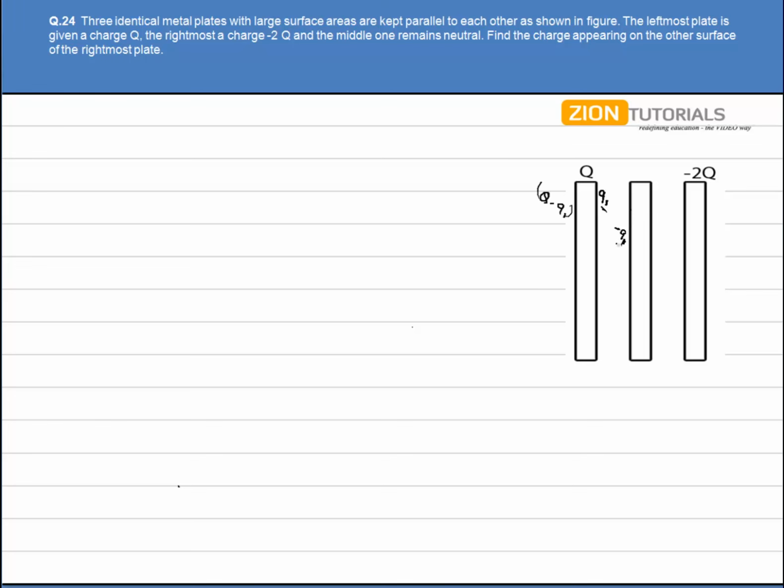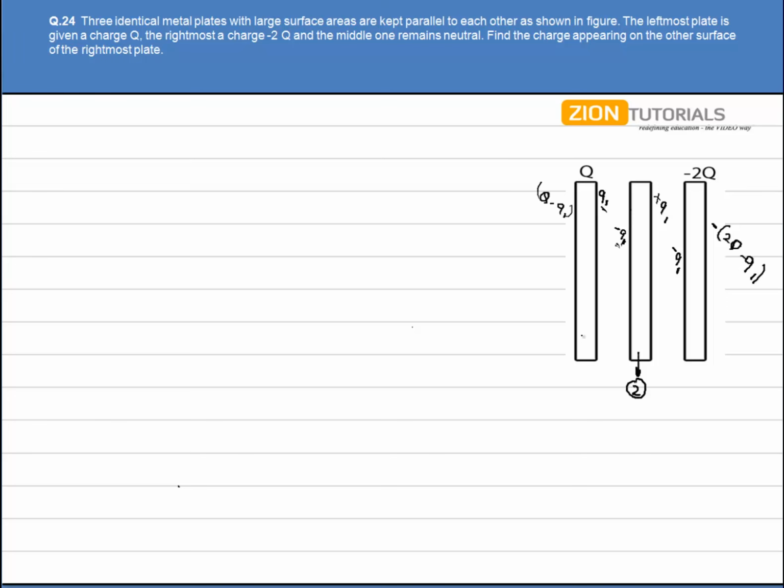So again, if minus Q1 is induced over here, this plate, that is the second plate, is neutral, so equal and opposite charge must be induced on the other side, that will be plus Q1. Again, if plus Q1 is generated over here, then minus Q1 will be generated over here. So the net charge over this surface is 2Q minus Q1.